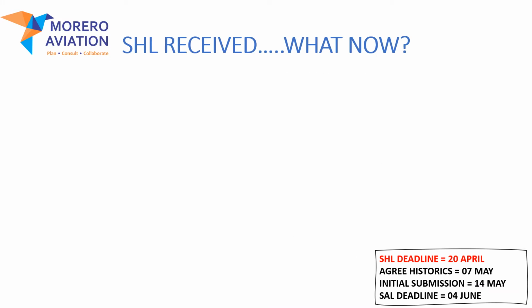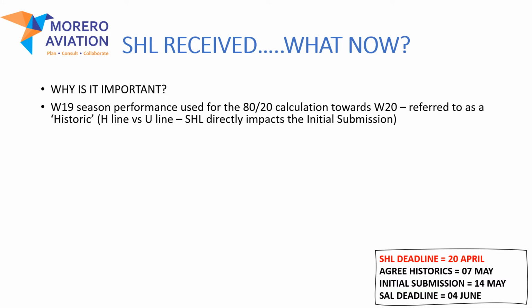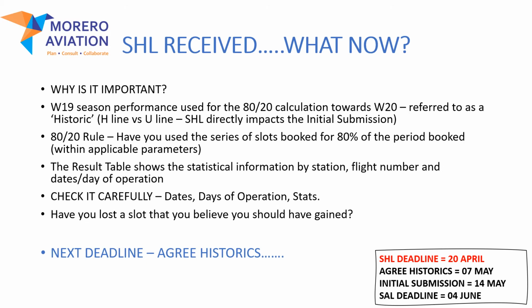So you've received an SHL message. What now? Well, the first indication that seasonal preparation and a calendar is in force is this SHL from the slot coordinator, because this tells us now that there are deadlines coming up for the operator as well. So this SHL message gives the operator an indication of what their historic slots are for the winter 20 season. This is based on the 80-20 calculation of winter 19 performance.